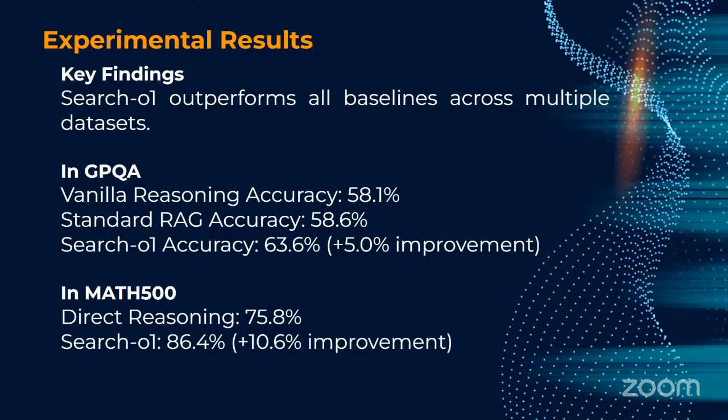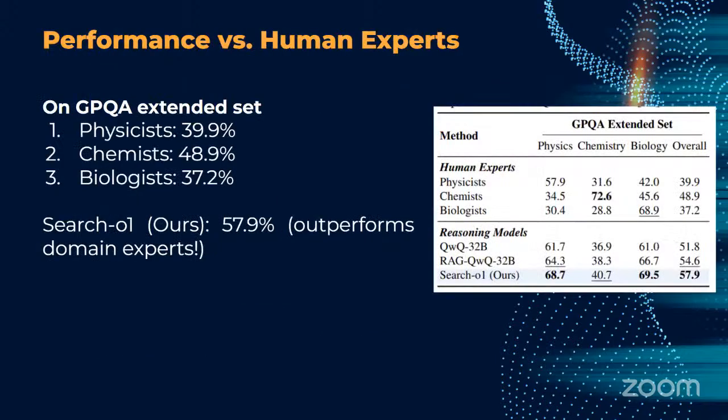For the Math 500 direct reasoning, we managed 75.8%, whereas for Search-o1, we had 86.4%, which was quite a huge improvement of 10.6%. This shows that better retrieval leads to better reasoning performance across all the different benchmarks and datasets that we used. So for the next part, we looked at the performance versus the human experts.